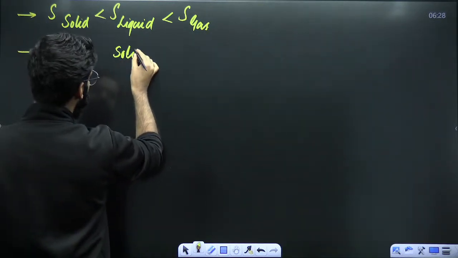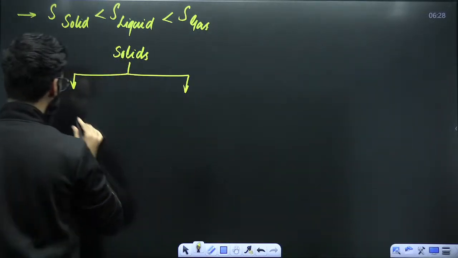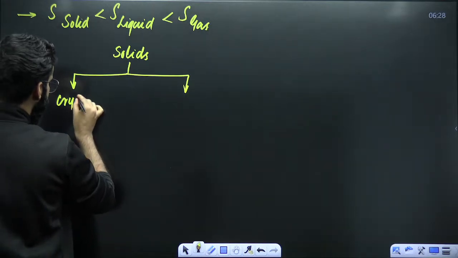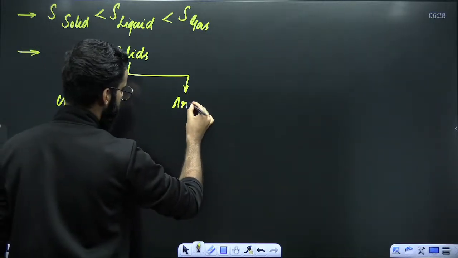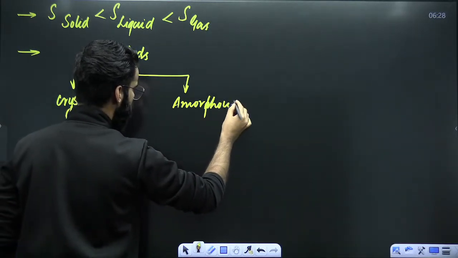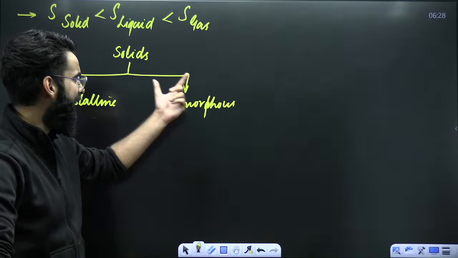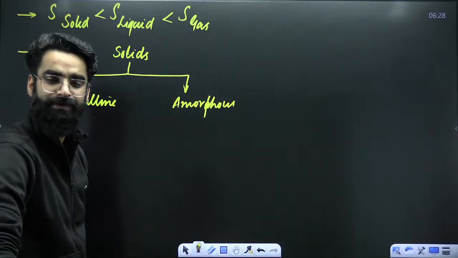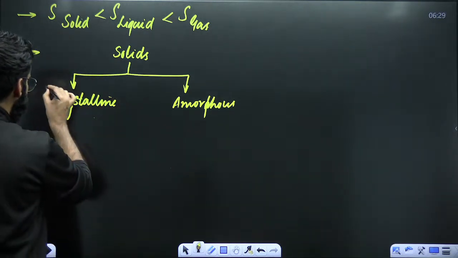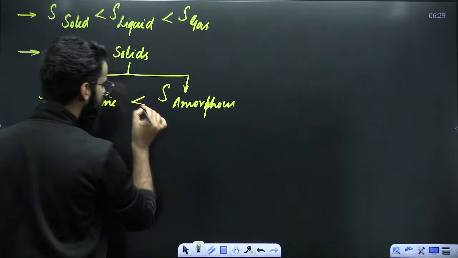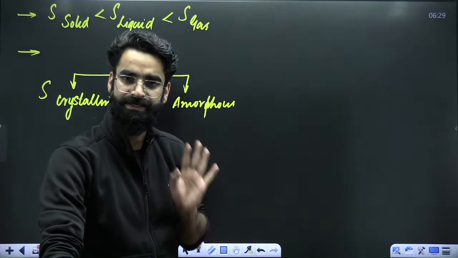Point number 2. If I talk about solids in particular, you have got two types of solids basically, right? One is called crystalline solid, and one is called amorphous solid. My dear students, do you remember we discussed this in solid state? Crystalline solids have an ordered arrangement of constituent particles, and amorphous solids have a disordered arrangement of constituent particles. So if I compare the two, where is the disorder more, crystalline or amorphous? I'll say amorphous has more disorder. The more the disorder, the more the entropy. That's all. Simple and basic.